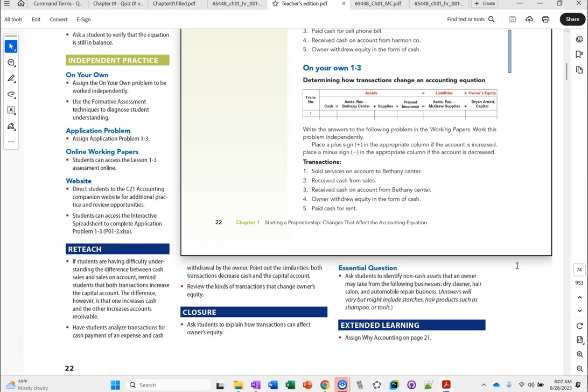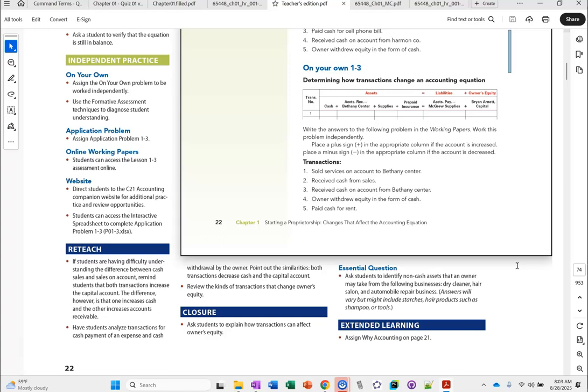All right, you guys walking around, it seems like that's probably enough time to complete this. Volunteer, who wants to tell us what we did for number one? Joe? Plus on accounts with Bethany Center, and then a plus in the owner's equity. Yes, so plus in accounts receivable, plus in capital.